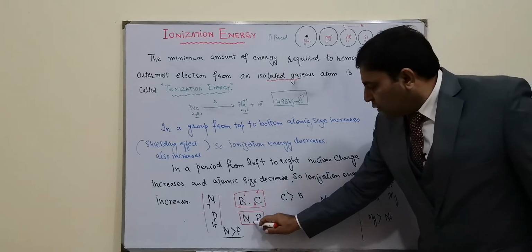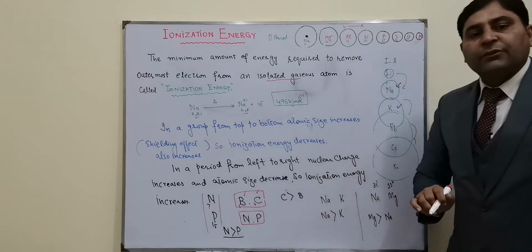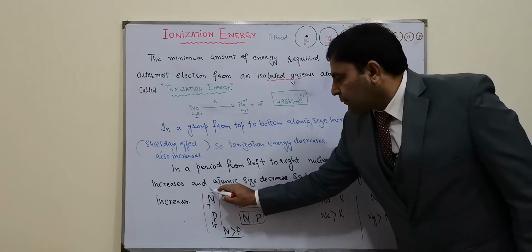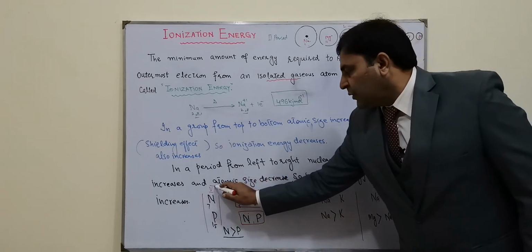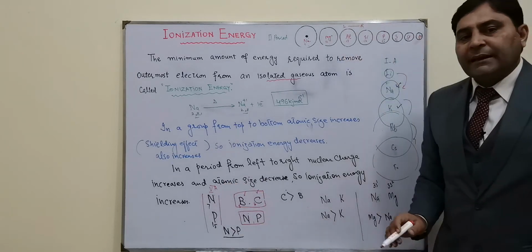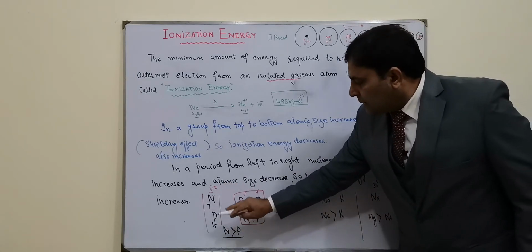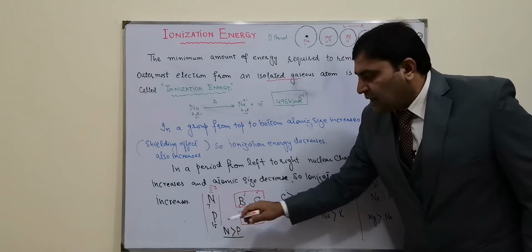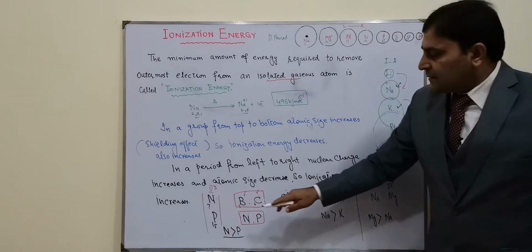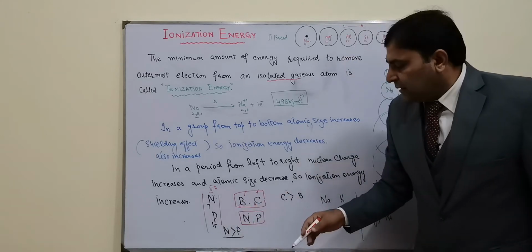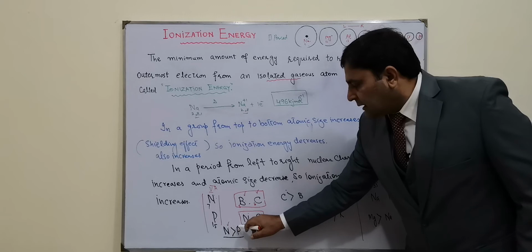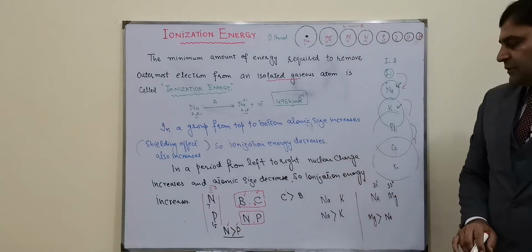Now, which has more ionization energy, nitrogen or phosphorus? They belong to group 5. First comes nitrogen and then comes phosphorus. Nitrogen has 2 shells and phosphorus has 3 shells. 3 shells mean bigger size. Bigger size means removal of an electron is easier. So we will say nitrogen has greater ionization energy than phosphorus.